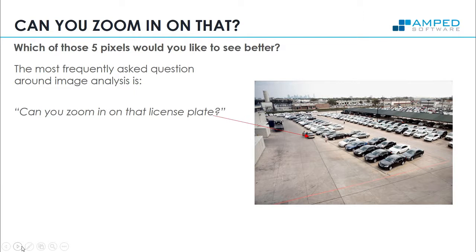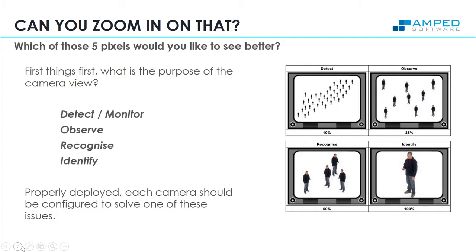So we went out and we did a test. And the question is here, as you can see the red arrow pointing to the rear of a vehicle, can I zoom in on that license plate, right? Or what I jokingly say, which of those 5 pixels would you like to see better? Well, let's take a look at this, right? What is the purpose of each camera view?